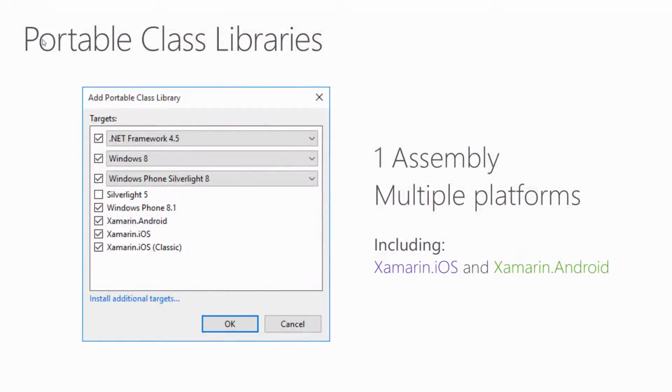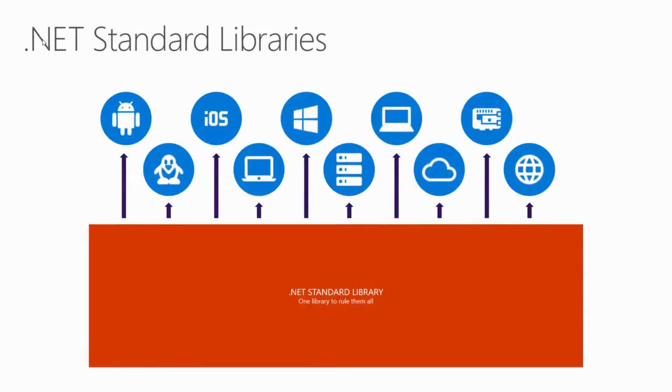Now, I want to talk a little bit more about sharing code. Today in this demo, I used portable class libraries, which essentially are a cross intersection of the available APIs on each of the platforms, including Xamarin iOS, Android, and Mac as well. So it gives you one assembly to target multiple platforms. The next evolution of that, which is coming out, is .NET Standard libraries. They're kind of available today, and going into 2.0, getting ready.